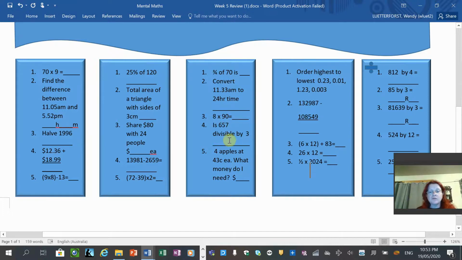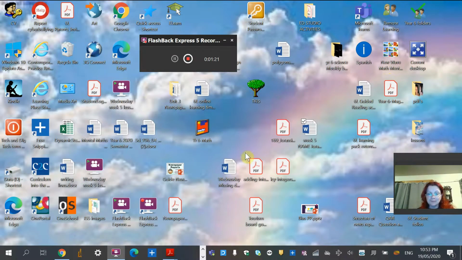Is 657 divisible by 3? You can work that out. And how much are 4 apples at 43 cents each? And make sure you write that in dollars and cents. So that's the Maths Mentors for today.